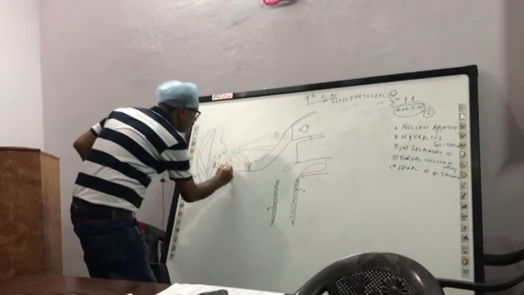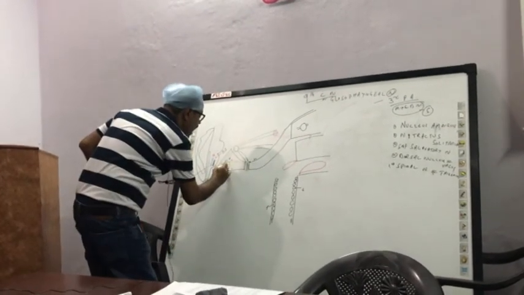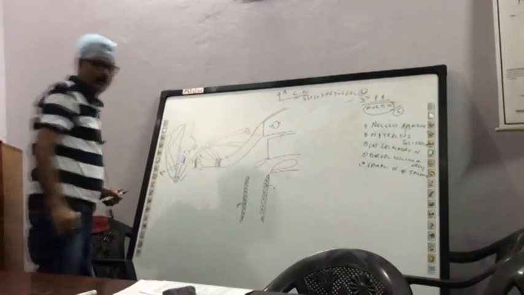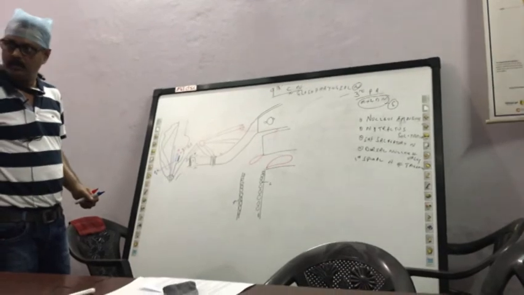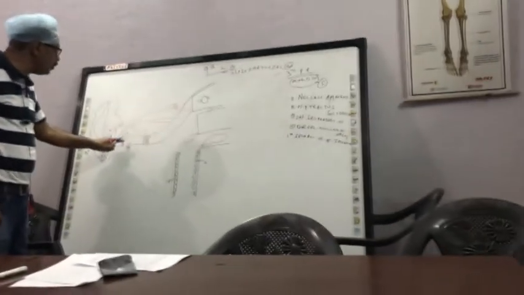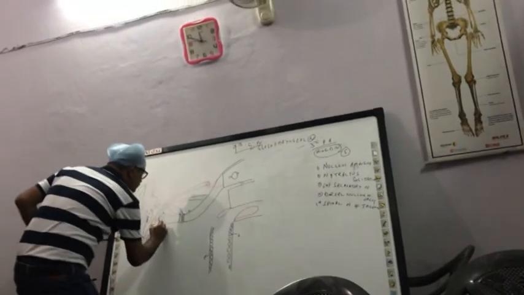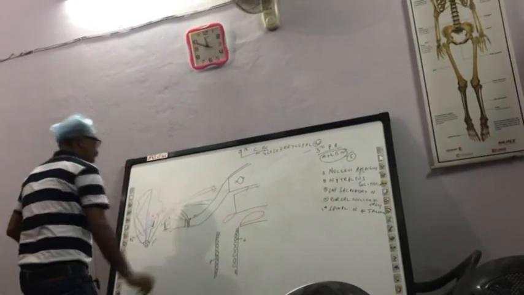And here we have got the promontory. Here we have got the round window, here we have got the oval window. Okay? So the round window and oval window, this one is the promontory which you are seeing today. Now, the ear part which I have drawn today.